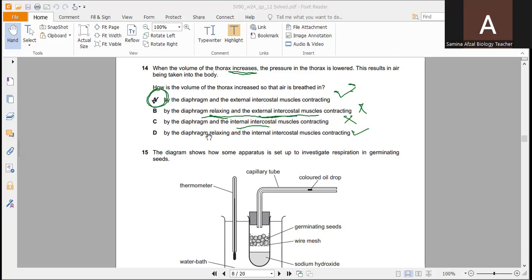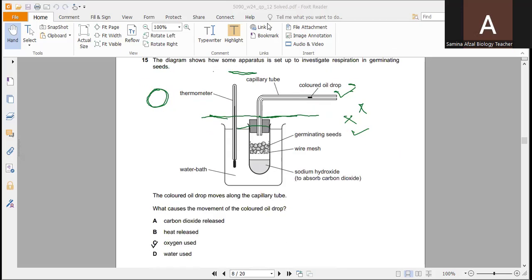Next question, number 15. The diagram shows how some apparatus is set up to investigate respiration in germinating seeds. The germinating seeds are on the wire mesh, and below there is sodium hydroxide solution to absorb carbon dioxide. There is a thermometer, water bath, capillary tube and a colored oil drop. The colored oil drop will move along the capillary tube.